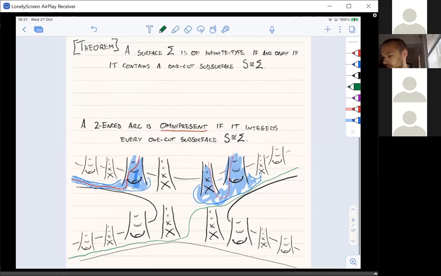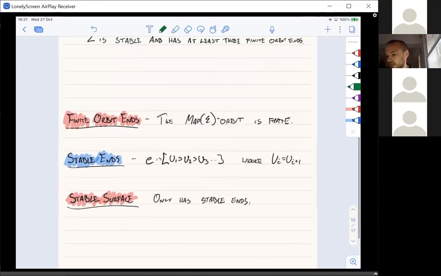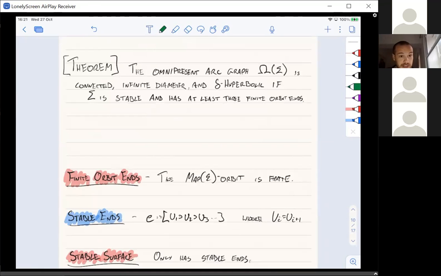And so here is the result, or our application for these omnipresent arcs: we take the graph of these omnipresent arcs, the same as the arc graph and the truly essential arc graphs that I introduced, and we can prove this is connected, it's infinite diameter, it's delta hyperbolic, provided the surface is stable, which I haven't told you what that means yet, and there are at least 3 finite orbit ends. I haven't told you what that means either.